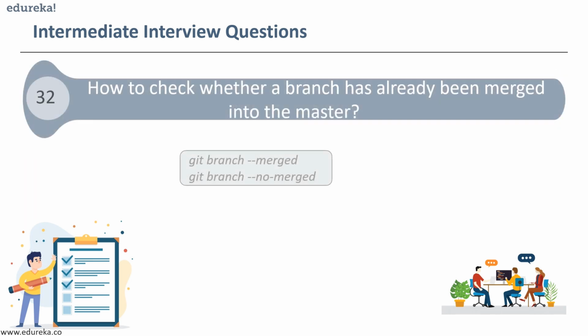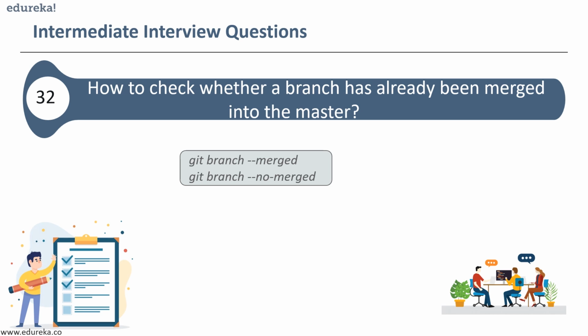So the next question is, how will you know in Git if a branch has already been merged into the master? So the answer to this is pretty direct. There are two commands to check this. The first command is git branch --merged. This command lists the branches that have been merged into the current branch. And the second one is git branch --no-merged. This command lists the branches that have not been merged.